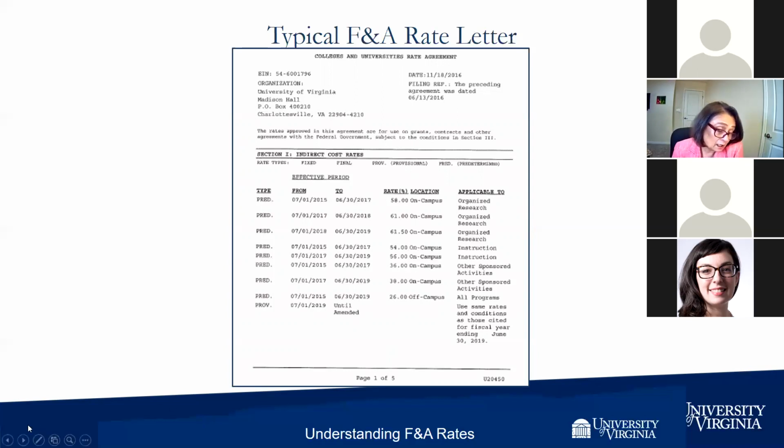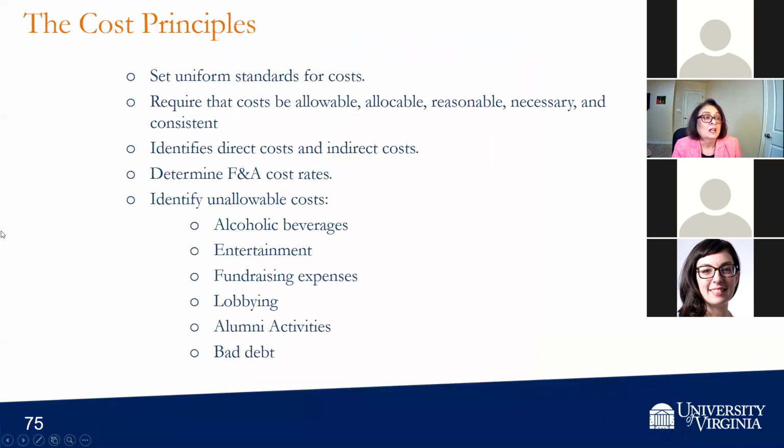So I used to work at a university, a private university, where if a PI actually offered voluntary cost sharing, the PI had to come up with the lost F&A from their own non-sponsored account. Thank you. You're welcome.